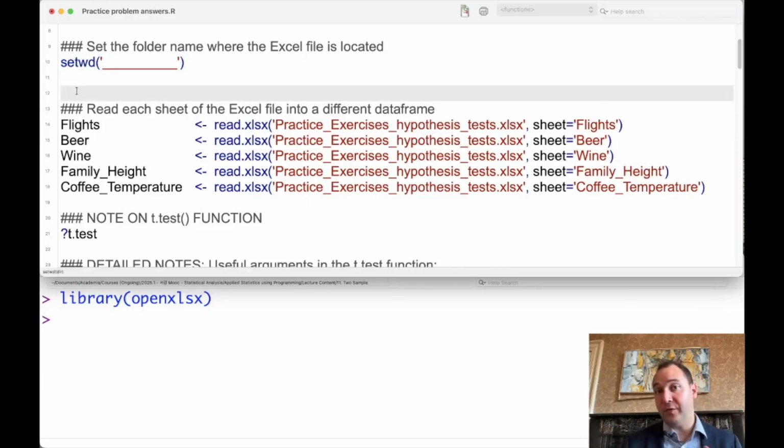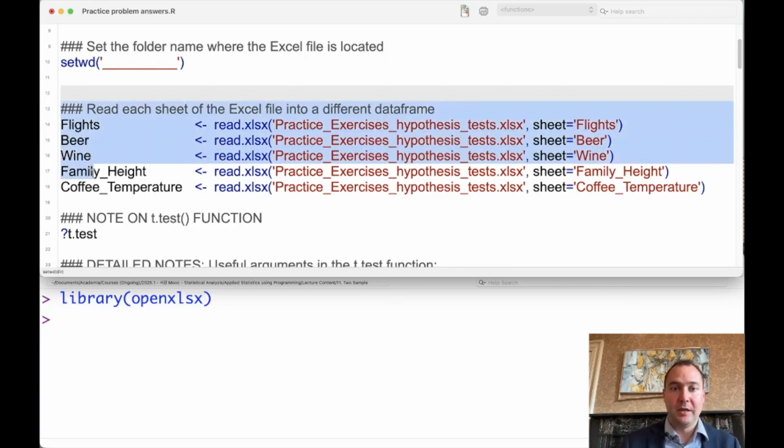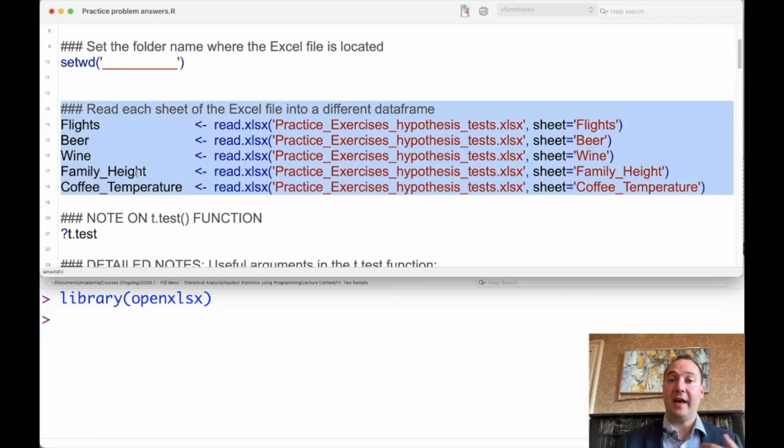If your script file for R and your data file for the practice exercises are in different locations, then you should probably fill in the location of where that Excel file is located on your computer here. Because I don't need to do that, I'm going to skip that step. So as long as we have defined the right location, let's just load our data.